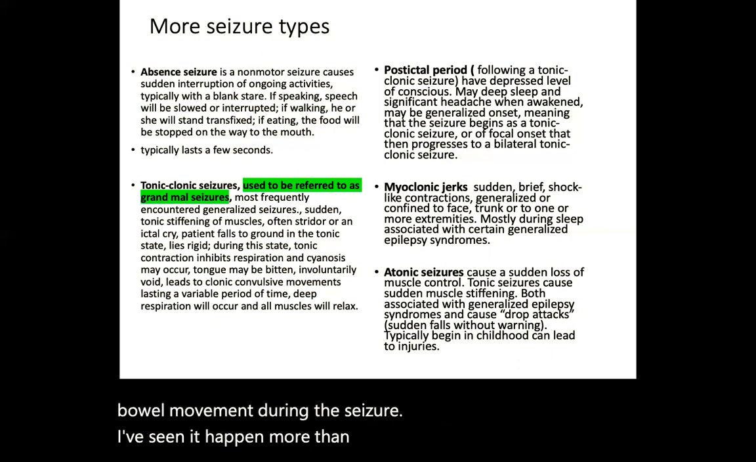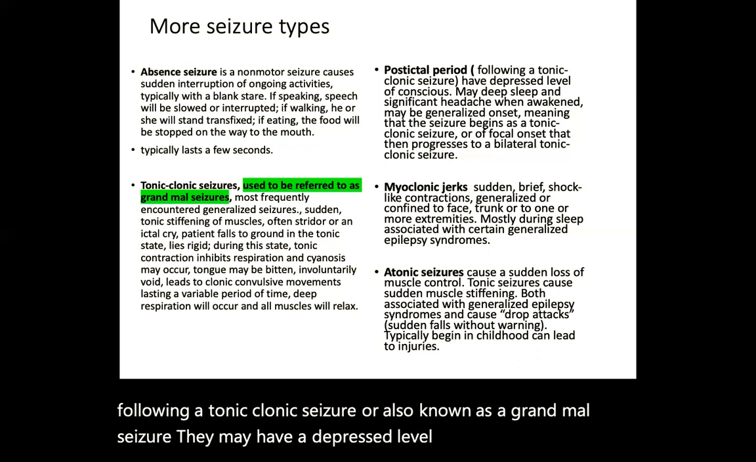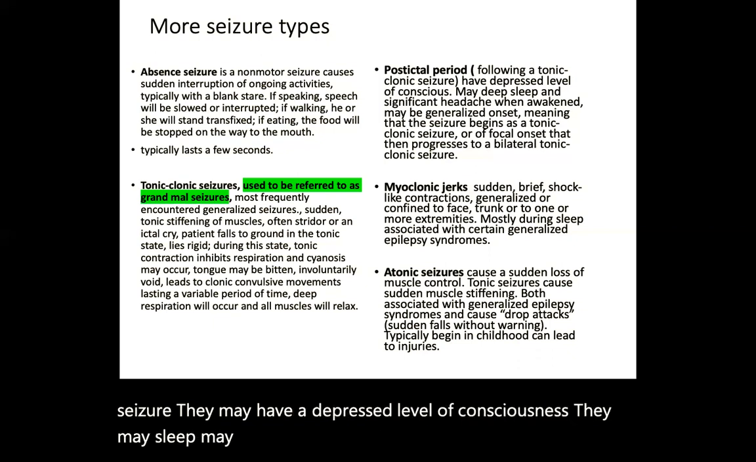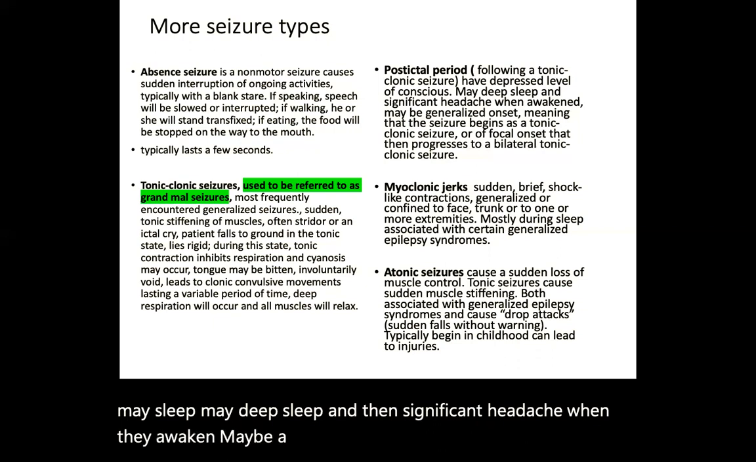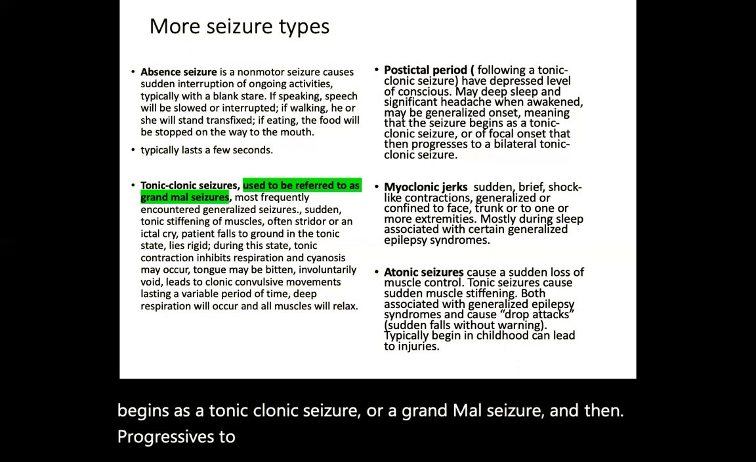In the postictal period following a tonic-clonic seizure, also known as a grand mal seizure, they may have a depressed level of consciousness. They may sleep deeply and then have a significant headache when they awaken. It may be a generalized onset, meaning that the seizure begins as a tonic-clonic seizure or a grand mal seizure, and then progresses to a bilateral tonic-clonic seizure.